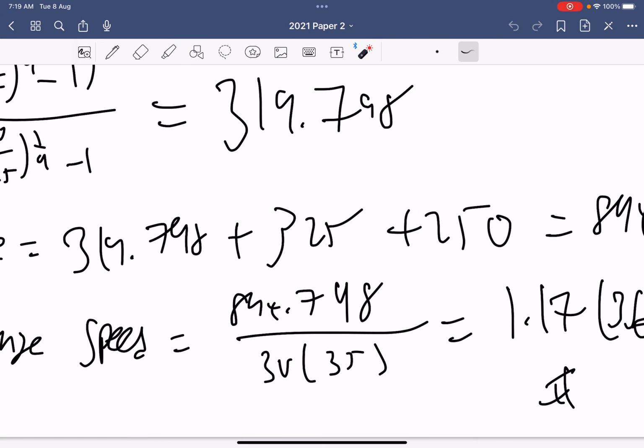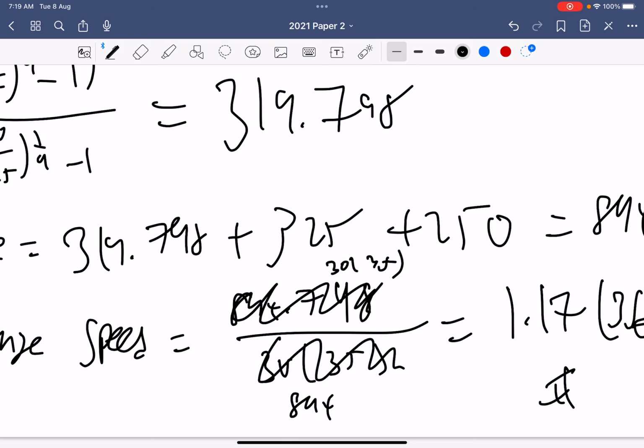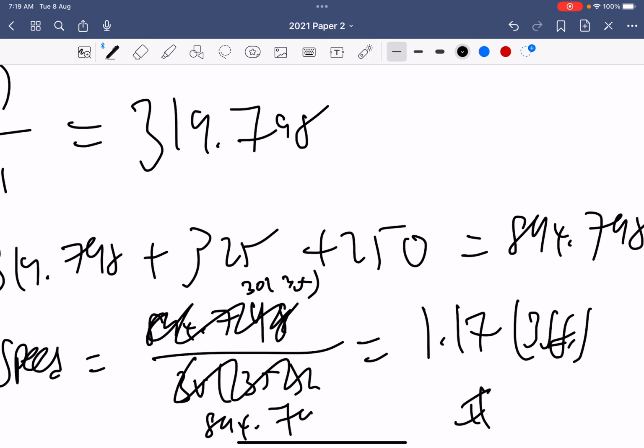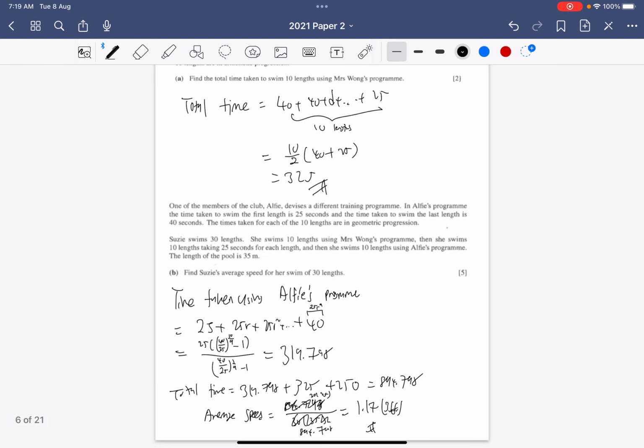So the total distance divided by the total time, which is 1.17.